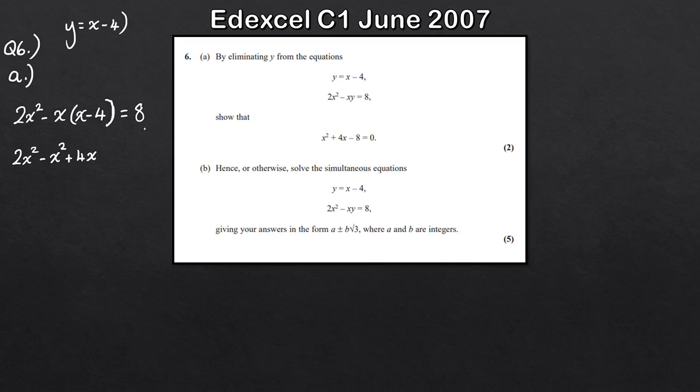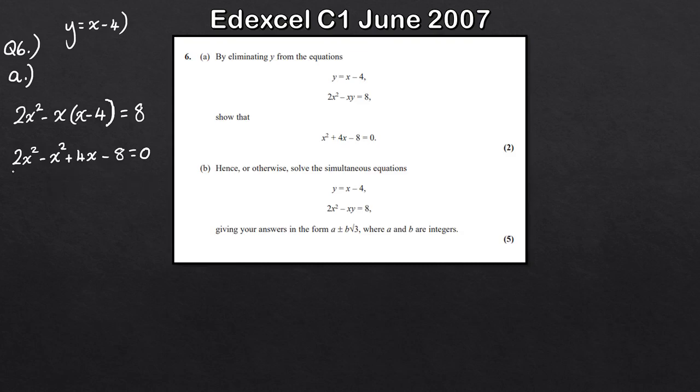So what I'm going to do here is minus 8 off both sides. So I get minus 8 equals 0. And like you can see here, we're pretty close to what they've got. They've got x squared plus 4x minus 8 equals 0. We've got 2x squared minus x squared plus 4x minus 8 equals 0.